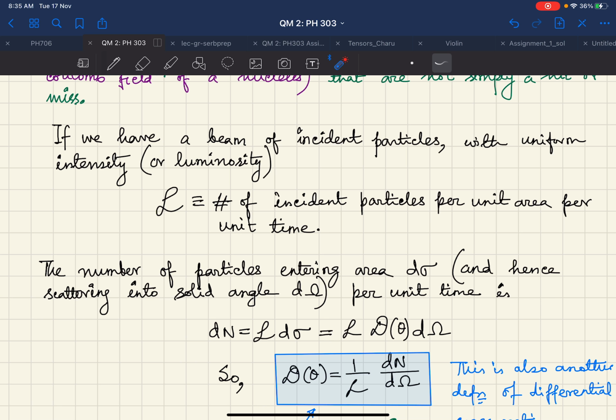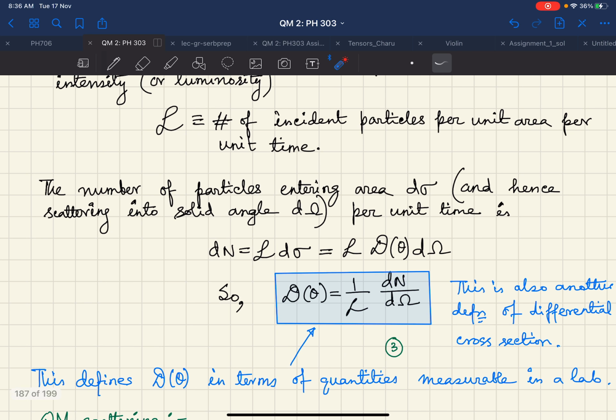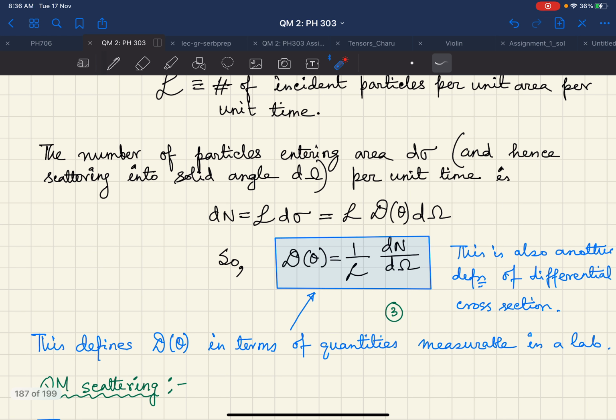Therefore, you can write curly D theta, the differential scattering cross section, as 1 by L dN by d omega. This is of course another way of defining the differential cross section, and this defines it in terms of quantities which you can measure in a lab. That is why this formula is even more useful, because in a lab you can measure this N, you can measure the luminosity, and using this formula you can therefore calculate the differential scattering cross section.